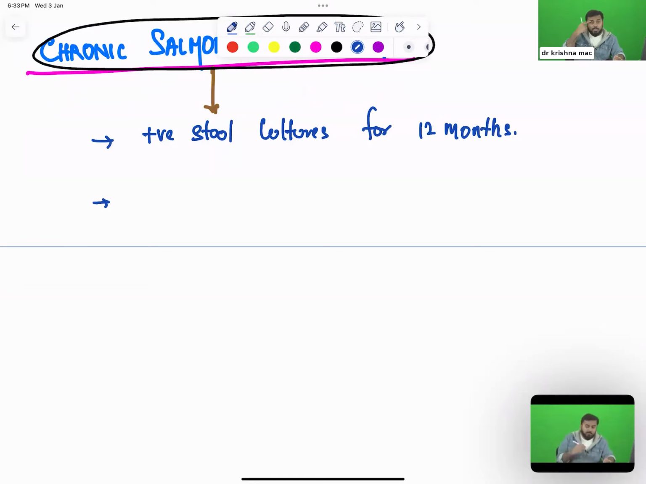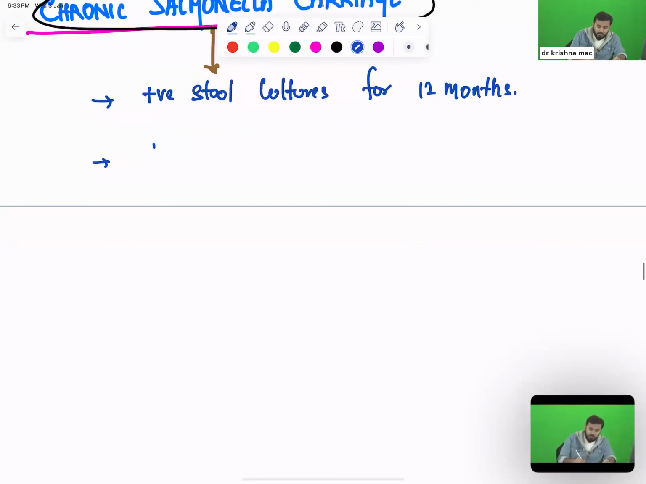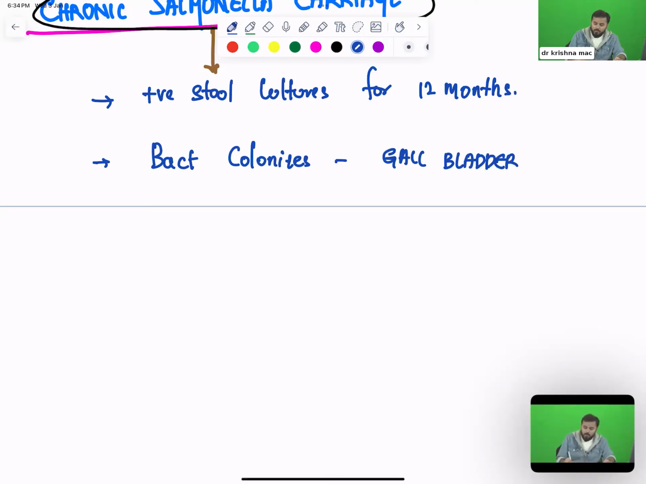Second important thing: where is the bacteria staying? You are not getting any symptoms, so where is the bacteria staying? It can't stay in the blood because our immune system is ready to attack. Then where is it staying? It stays in the gallbladder. The bacteria colonizes in the gallbladder. So this is a very, very, very important MCQ.